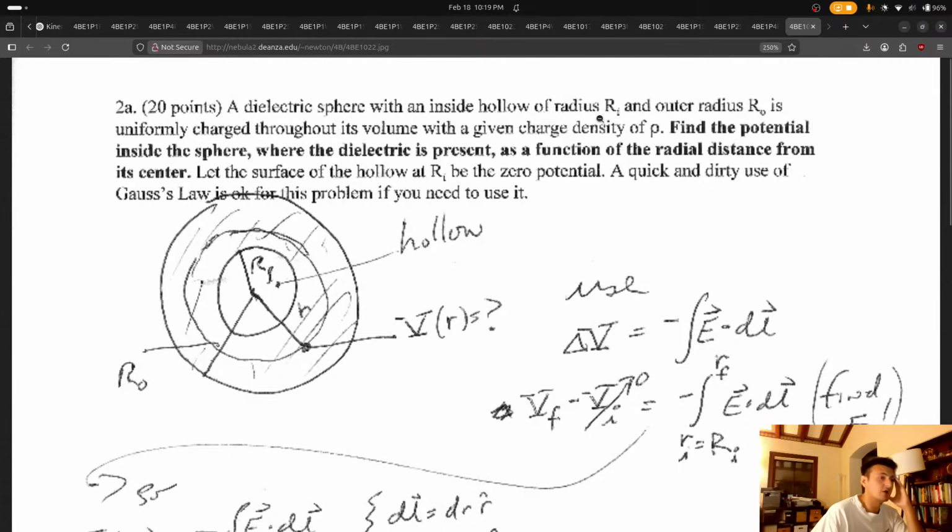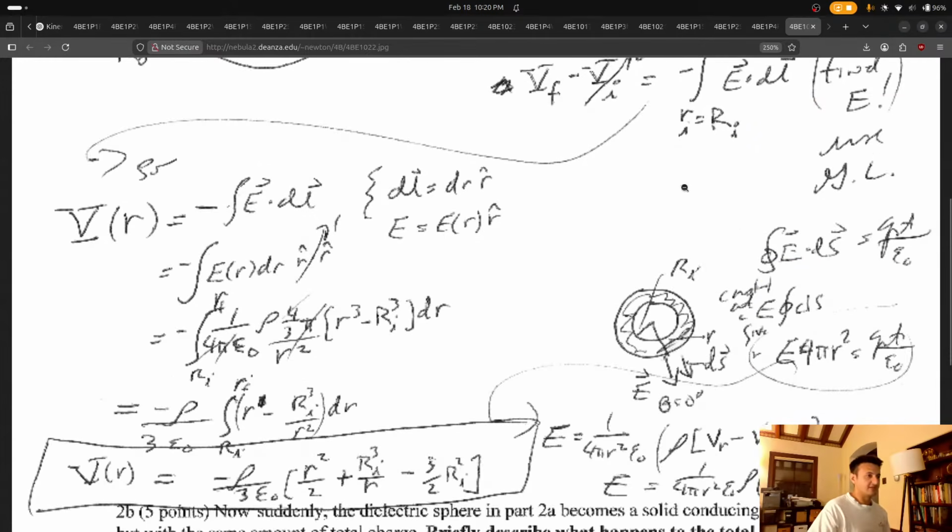So wait, we have rho. So first we're gonna get K times rho times 4/3 pi times Ro cubed minus Ri cubed, and that's the total charge. Then you divide that by epsilon 0, or KQ over R. This is the potential. And R is going to be Ro. Okay, so this is like delta V1. And then delta V2. Let's see what if he does that.